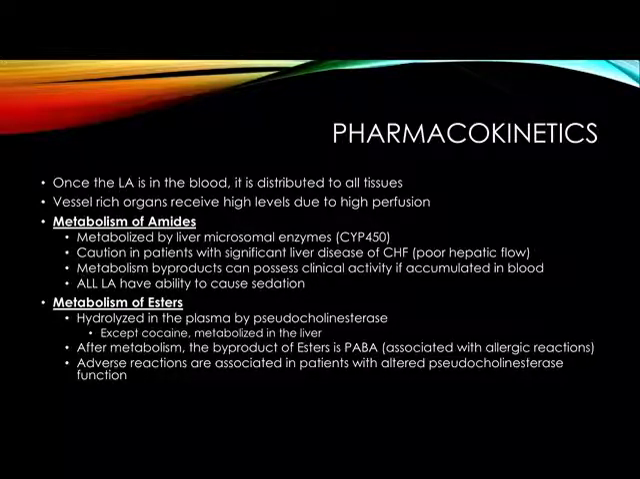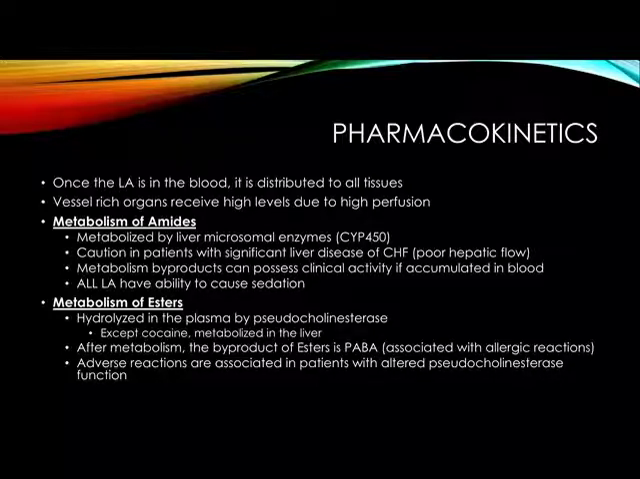It's really important to proceed with caution in administering these to patients with liver disease or people that have poor hepatic blood flow. They're not going to metabolize these drugs as quickly. There's going to be more lingering around, further producing an increased risk of toxicity. Metabolism byproducts of amides can possess clinical activity as well. So, especially if these patients have significant liver disease, it's important to proceed with caution or decrease the dose that you're administering.